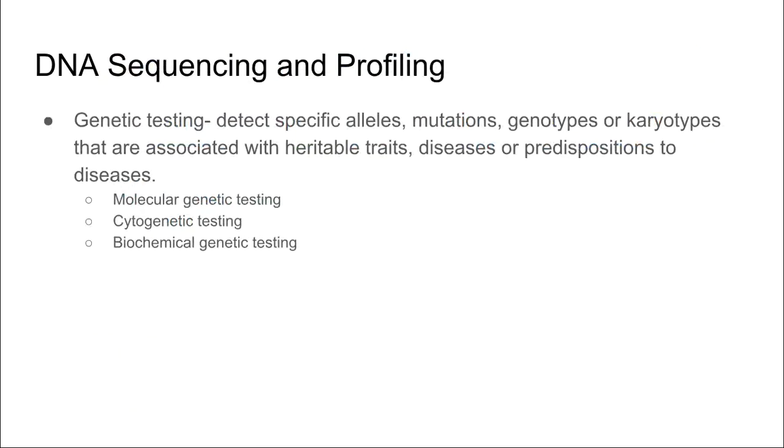We can also do DNA sequencing and profiling, which in genetic testing detects specific alleles, mutations, genotypes or karyotypes that are associated with heritable traits, diseases, or predispositions to diseases. And we can do this by 3 tests. We can do molecular genetic testing, cytogenetic testing, or biochemical genetic testing.